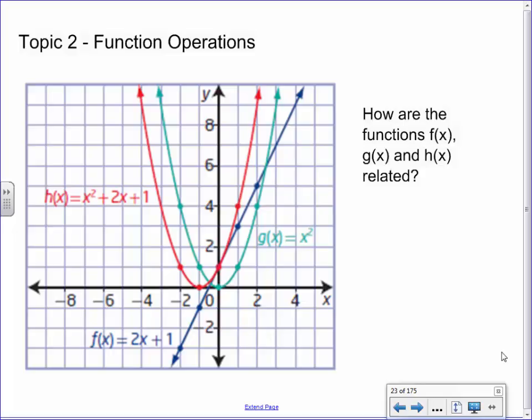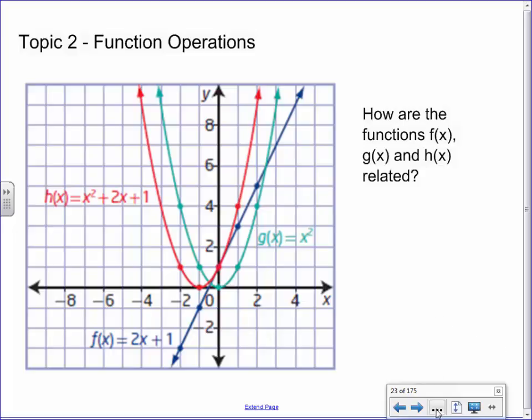Remember, the topic is operations, right? We're going to add, subtract, multiply, and divide graphs from each other. Two of them are going to get combined to make the third one. Which 2 are being combined to make the third? Yeah, blue and green add to make red. Can you guys see this now?